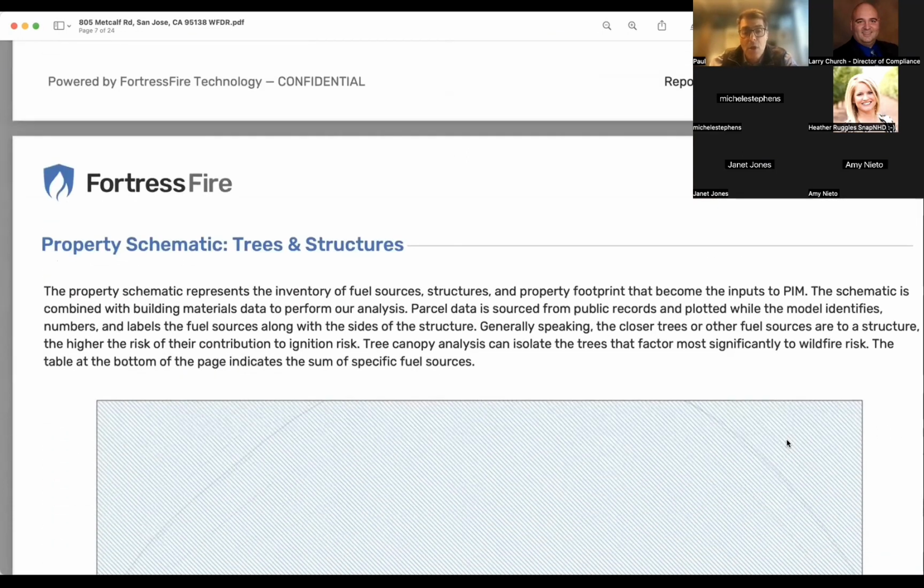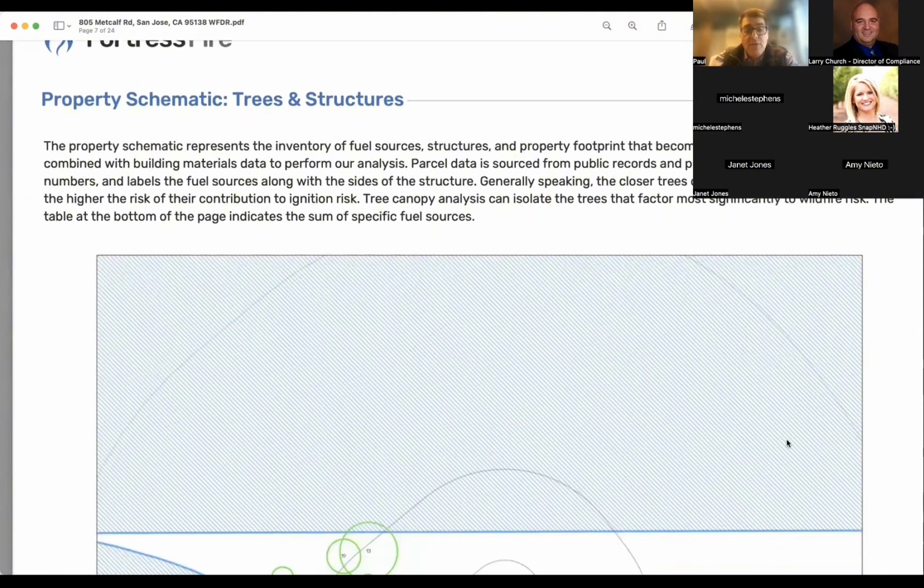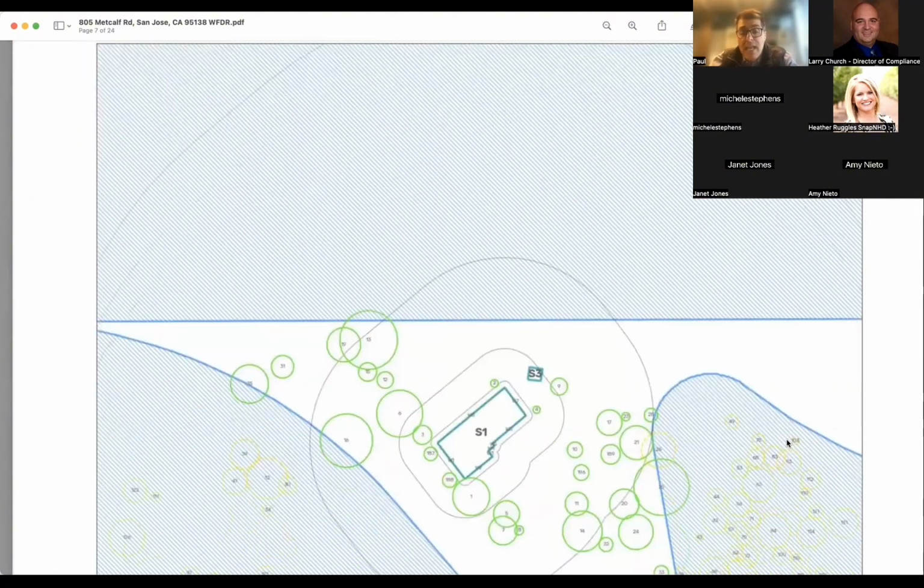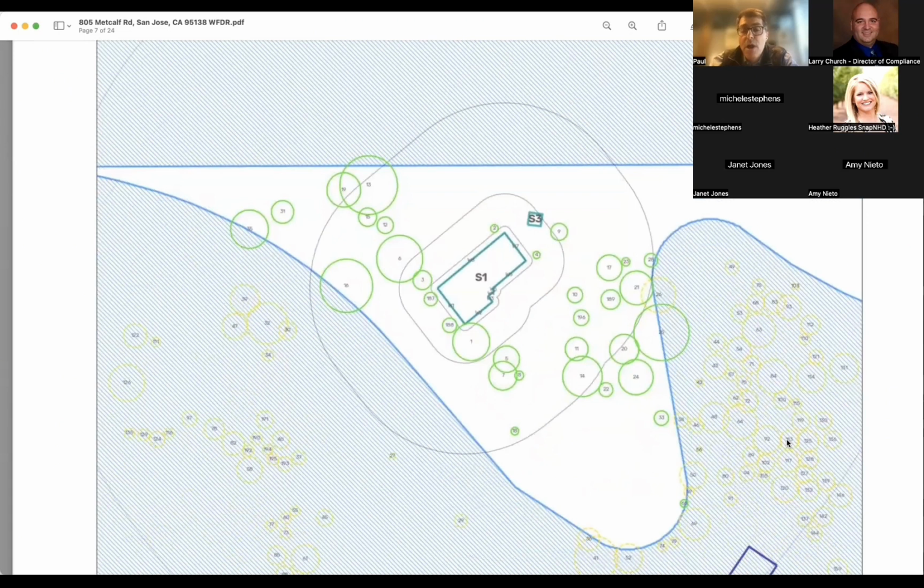So after we've gone through the image version, now we provide what we call the property schematic. And this is a little more finite view of the property. This blue line indicates the property parcel.